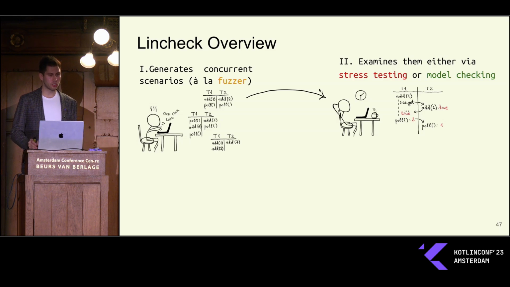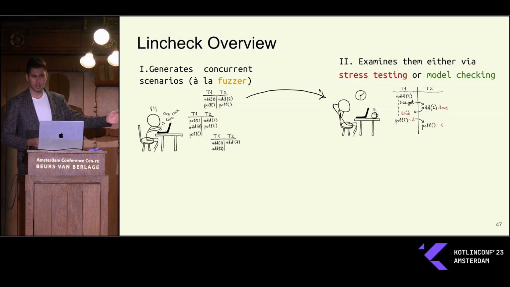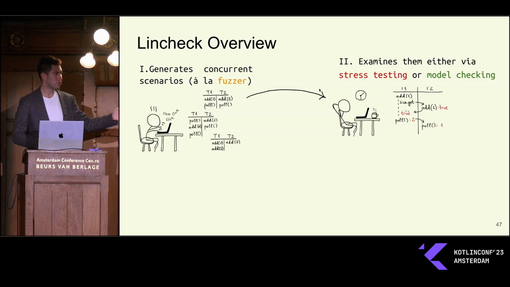Or it can also run the scenario in model checking mode. In this case, Lincheck controls the execution. So it decides where the thread should be preempted, and that's how we obtain these nice interleaving traces. Since Lincheck controls the execution, it knows how to reproduce the bug. So it can tell us, hey, here is the trace. You can use it to understand what's going on.